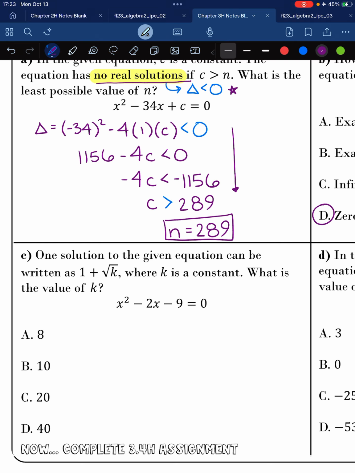One solution to the given equation can be written as 1 plus the square root of k, where k is a constant. What is the value? Okay, well, this is not talking about the number or nature of solutions. Well, it kind of is. It tells me one solution is this. Okay, but that doesn't look like the discriminant. That either looks like the quadratic formula, and we simplified it, or we can solve by completing the square, but we are actually looking for the actual solutions. So however you want to find that. And personally, I want to complete the square because that's pretty easy on this problem.